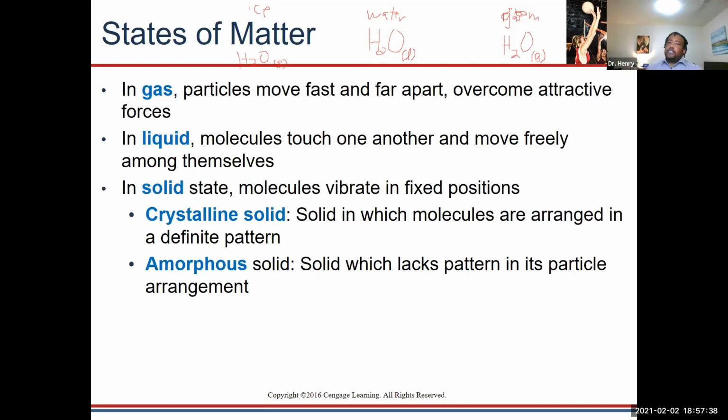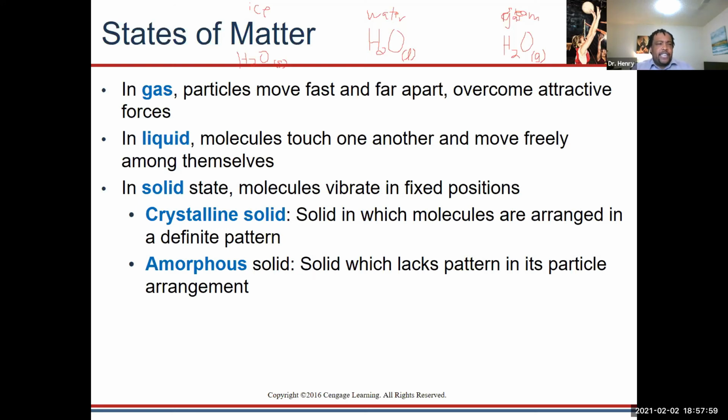Okay, so we've talked about gases, liquids, and solids. Now let's talk a little bit more about solids. There are two types of solids: a crystalline solid and an amorphous solid. A crystalline solid is a solid that's really organized. It has a pattern associated with it. It has a great organization.